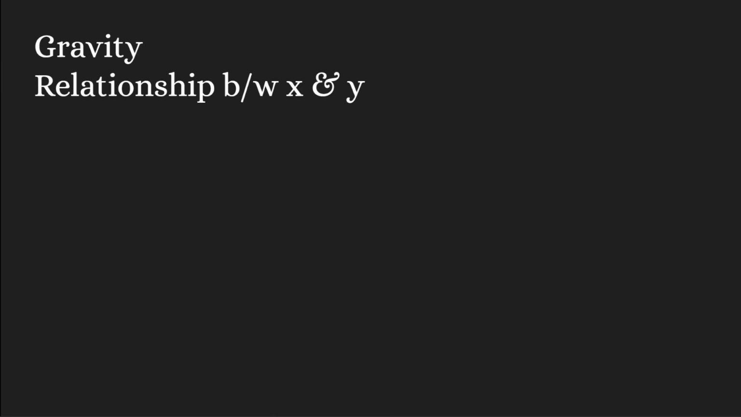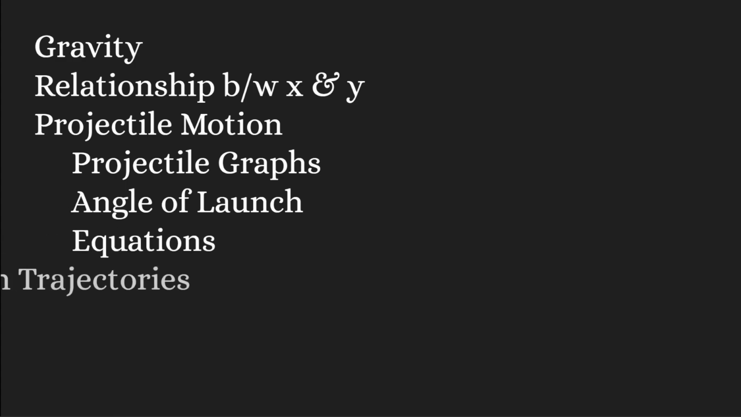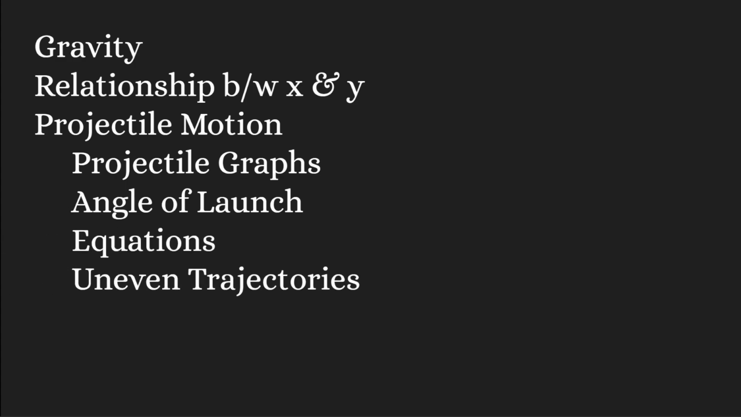one. We're going to be going over gravity, the relationship between the x and y axis, projectile motion, which includes projectile graphs, the angle of launch, equations, and uneven trajectories. Let's go. So far, we've been talking about just one dimension, the x-axis.